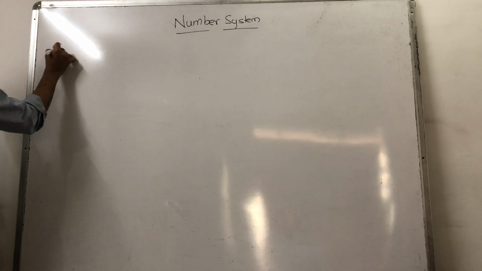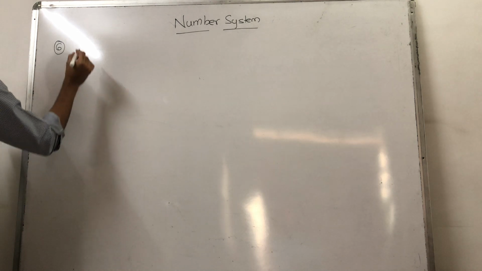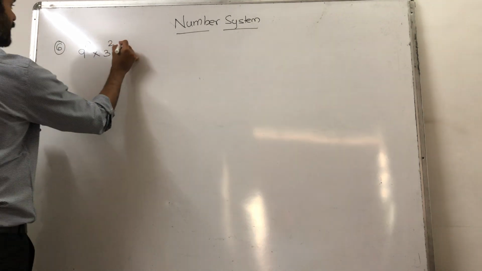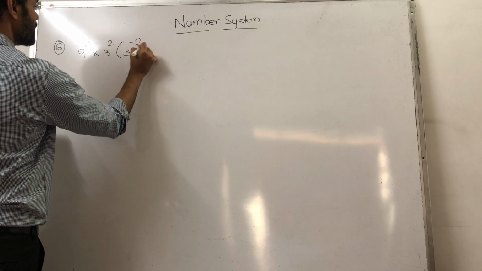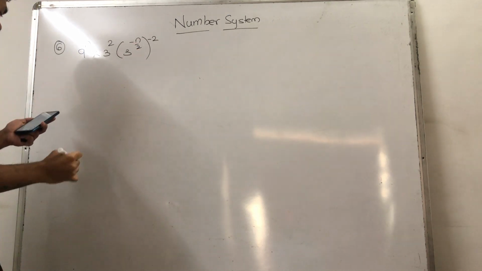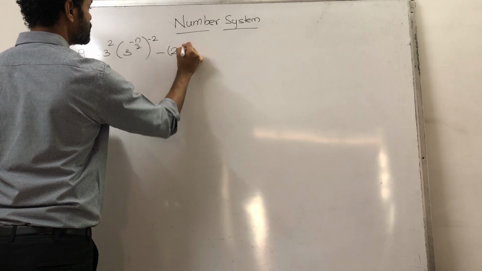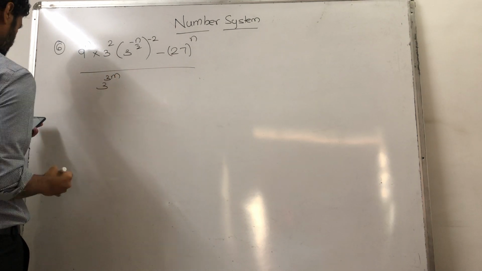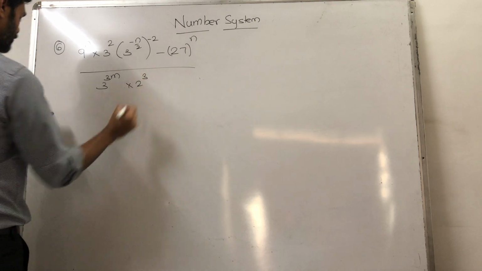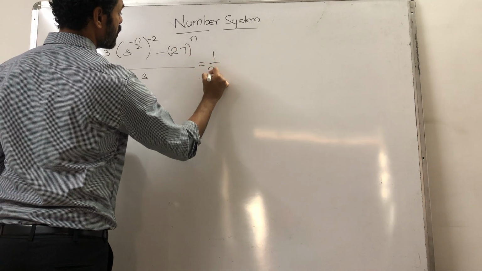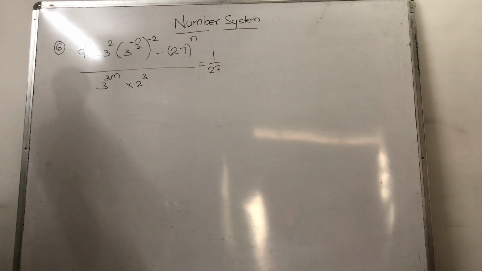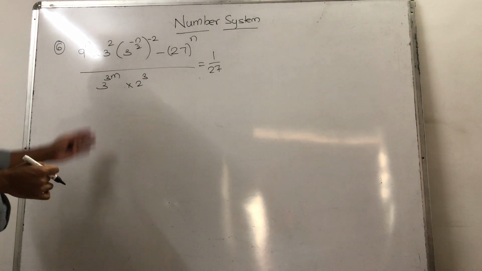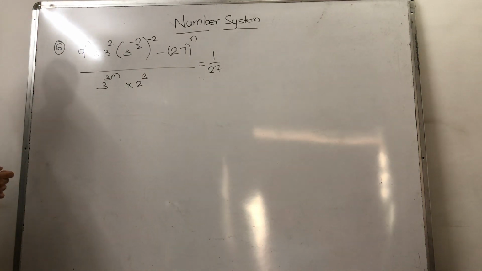Let's take question 6. It is 9 raised to n into 3 square into bracket 3 raised to minus n by 2 raised to minus 2 minus 27 raised to n whole divided by 3 raised to 3m into 2 cube equals to 1 by 27. Then we have to show that m minus n is equal to 1. So they have given that this is equal to 1 by 27, and they are asking to show that m minus n is 1.